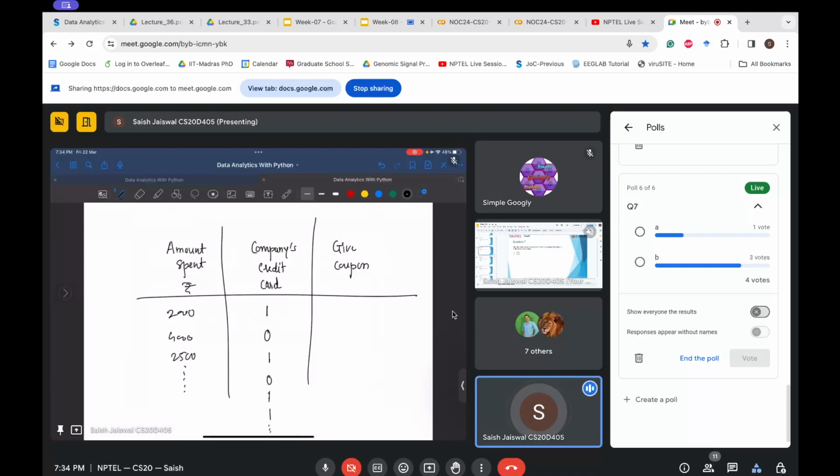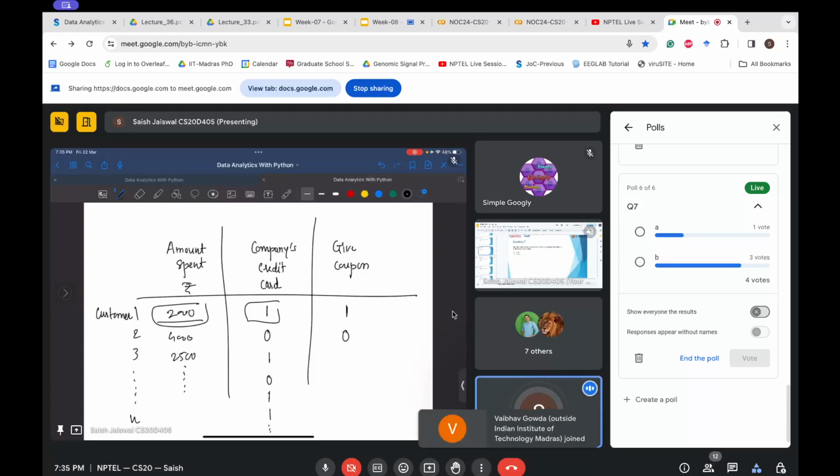So based on this data, the amount spent over the last year by the customer, so this is customer 1, 2, 3, and so on, and whether the person has the company's credit card or not, they will decide whether to give the person a coupon or not. Okay, so this is the problem at hand.